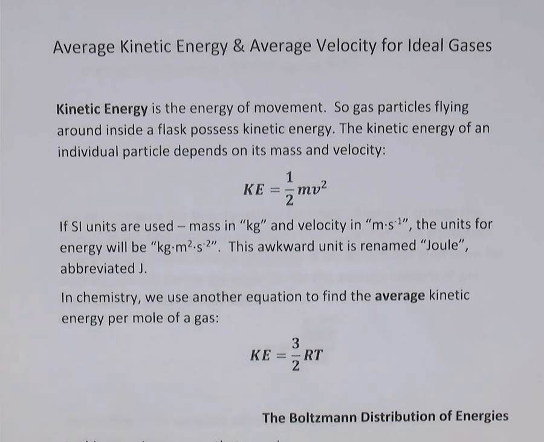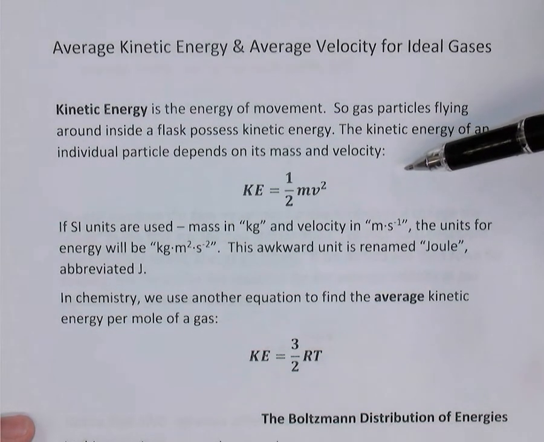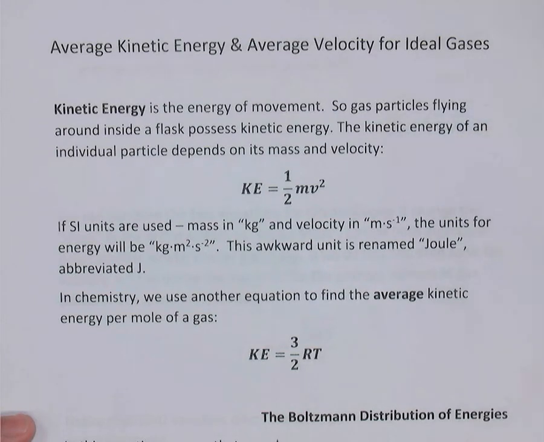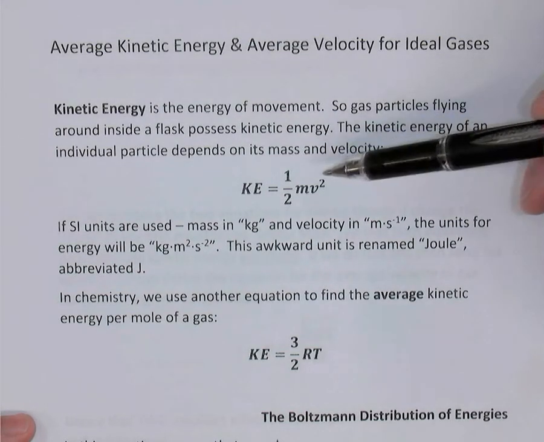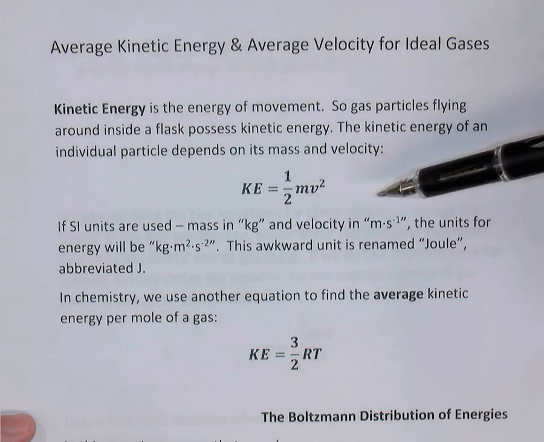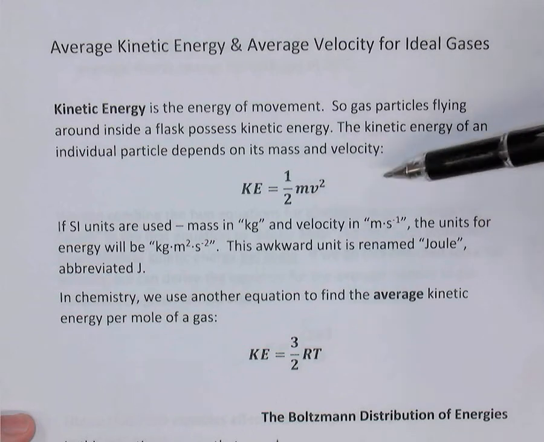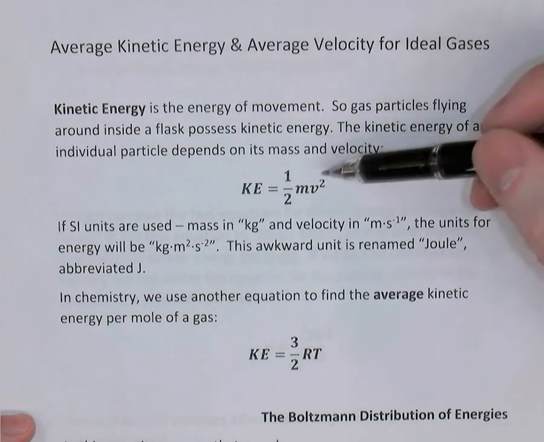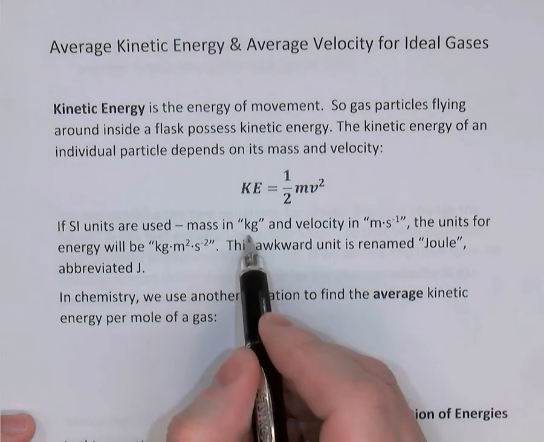So in gases, when we're talking about gas molecules, gas atoms flying around their container, they're constantly moving and colliding with each other. Since they're in constant random motion, they must possess kinetic energy. In a physics class, you're given a formula for finding the kinetic energy of any moving object, including something as small as an atom or molecule. If you know the mass of that object, and if you know its velocity, you can calculate the kinetic energy with 1/2 mv squared.